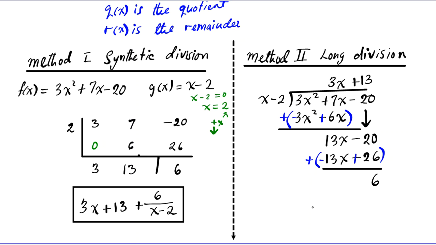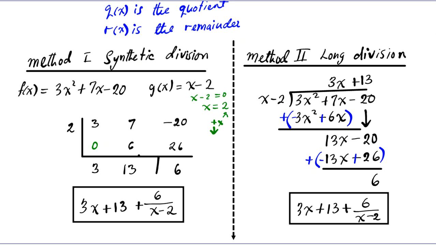So your answer in f of x equals q of x plus r of x over g of x form is 3x plus 13 plus the remainder, which is 6, divided by x minus 2. So as you can see, both of our answers are the same. So whichever method you like, you can use to accomplish your goal for this particular problem.